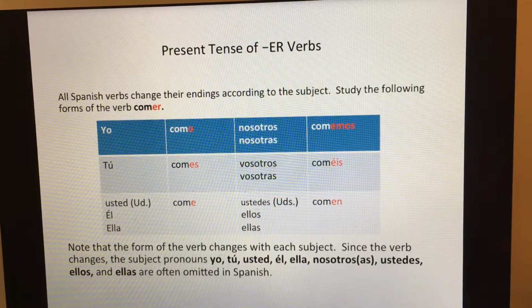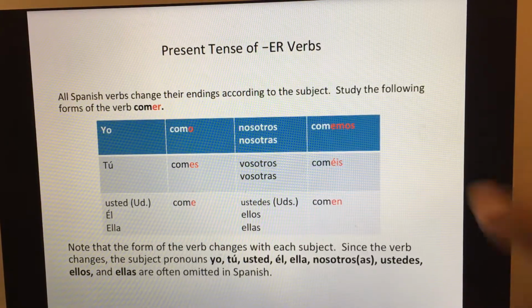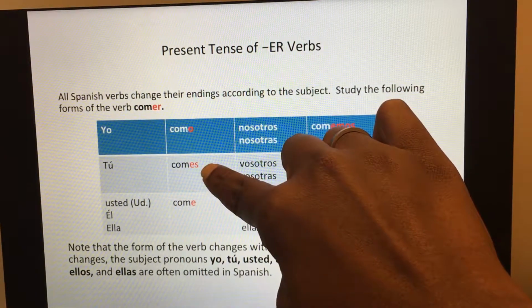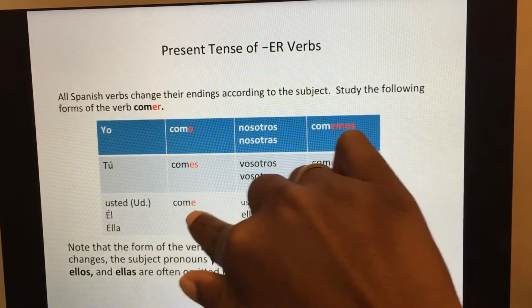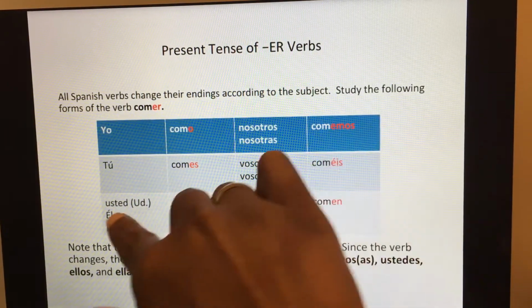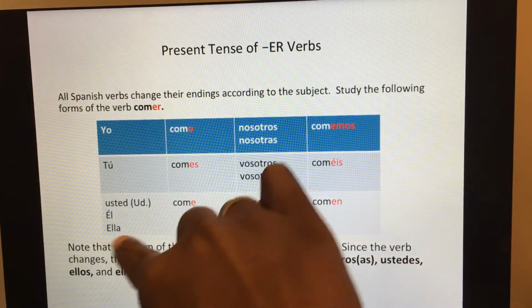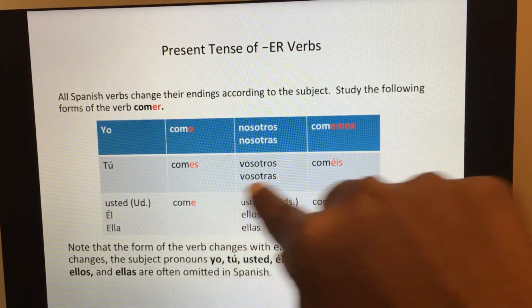The present tense of ER verbs. All Spanish verbs change their endings according to the subject. This is the same concept that you learned when we talked about AR verbs. So, let's take a look at the chart and look at the verb comer, which means to eat. I eat, como. You eat, comes. Usted come, he eats. Él come, he eats. Ella come, she eats.